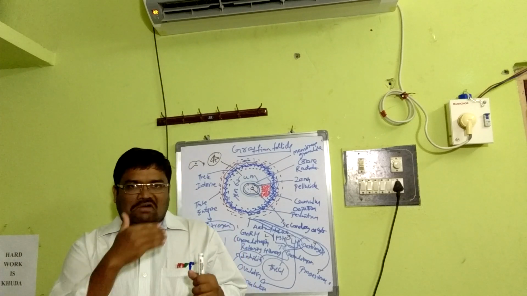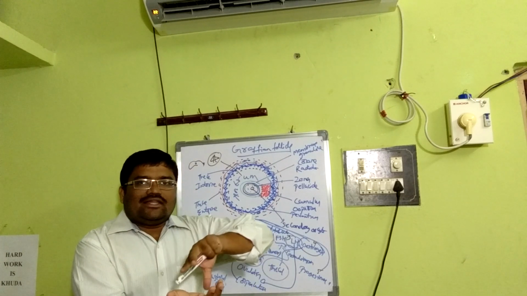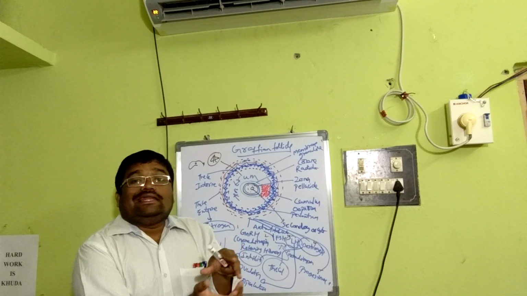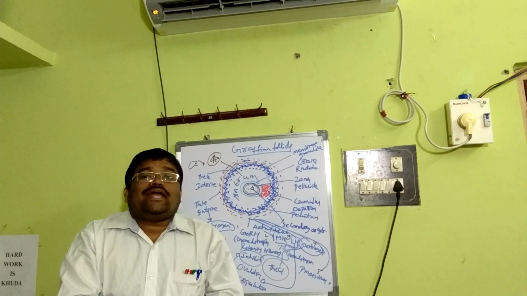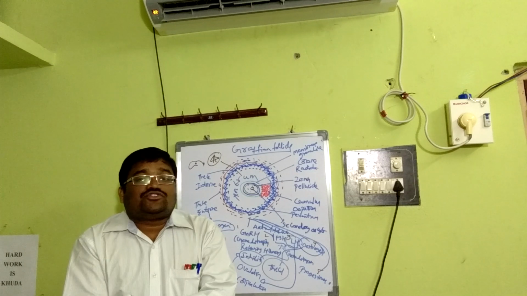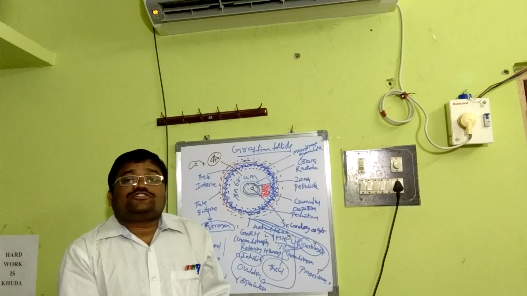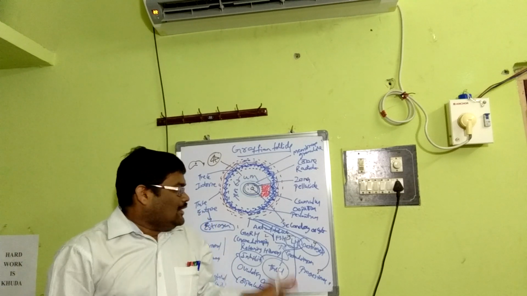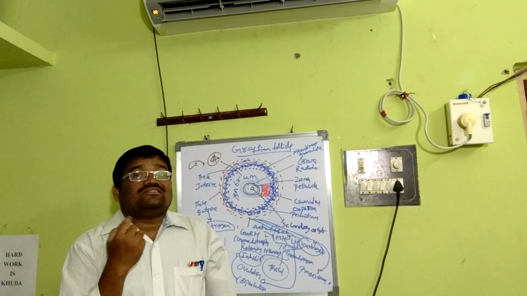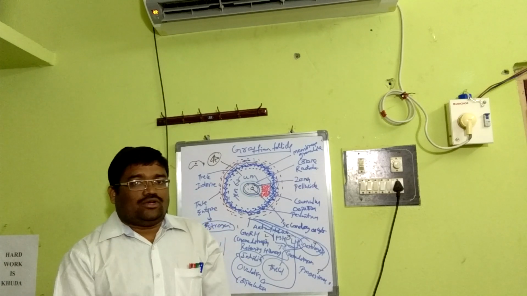Here the thing is gonadotropin releasing hormone. We knew that the hypothalamus releases the GnRH, that means gonadotropin releasing hormone, and it will stimulate the anterior pituitary so as to release the gonadotropins, that means follicle stimulating hormone and the luteinizing hormone, LH, or interstitial cell stimulating hormone, ICSH.